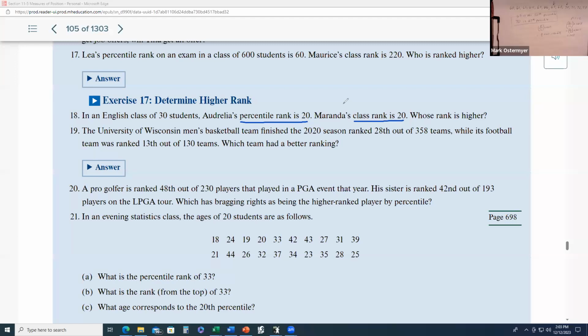Well, we know Audrelia finished in the 20th percentile. We need to compute Miranda's percentile rank. How would I compute Miranda's percentile rank? This is just her class rank. That's not her percentile rank. Anybody help me out to compute Miranda's percentile rank? How do we do that? Her class rank's 20. How many students were in her class?